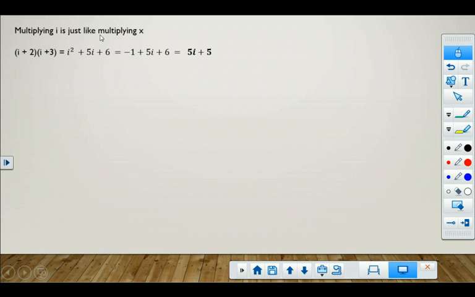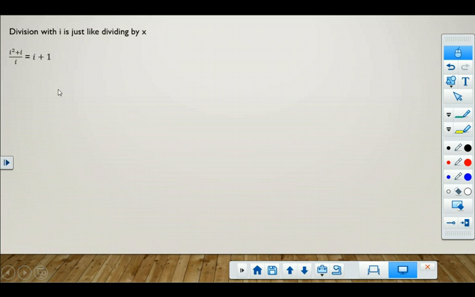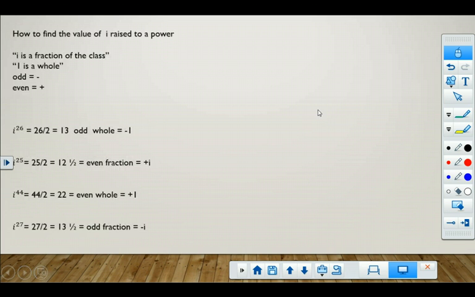All right, multiplying i is just like multiplying x. But you have to remember that i squared is negative 1. So use your FOIL method. You get the same thing as you would with x, but this guy right here is what? Negative 1. And you've got to remember that. Division with i, same thing. But what about i to the exponent? Remember i to the exponent? This is just a little refresher.